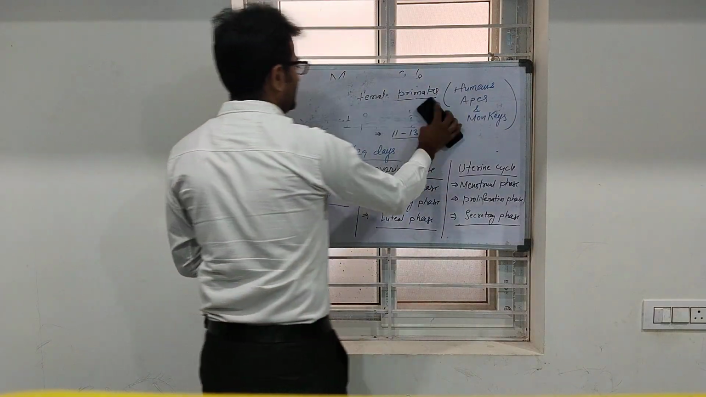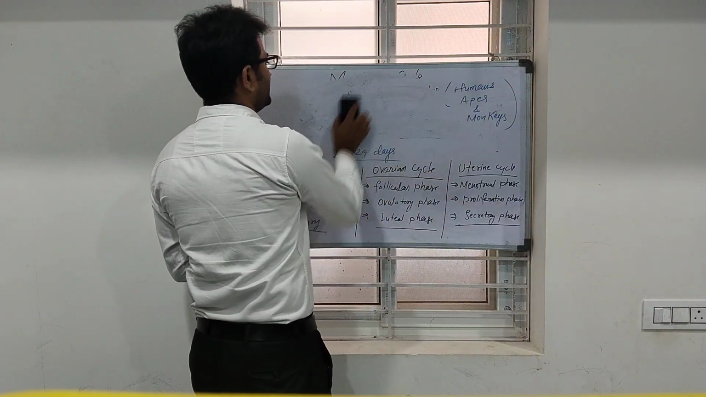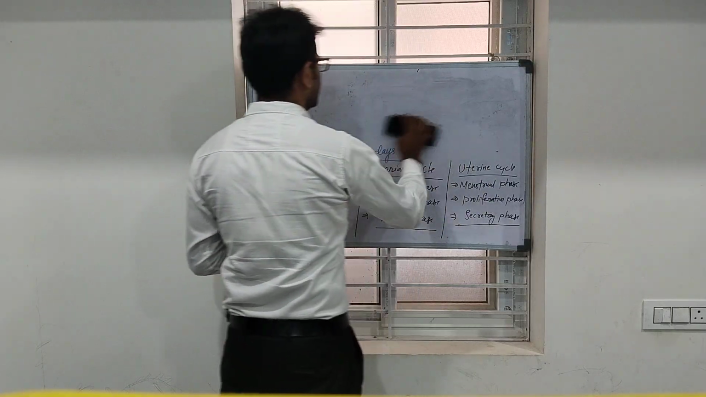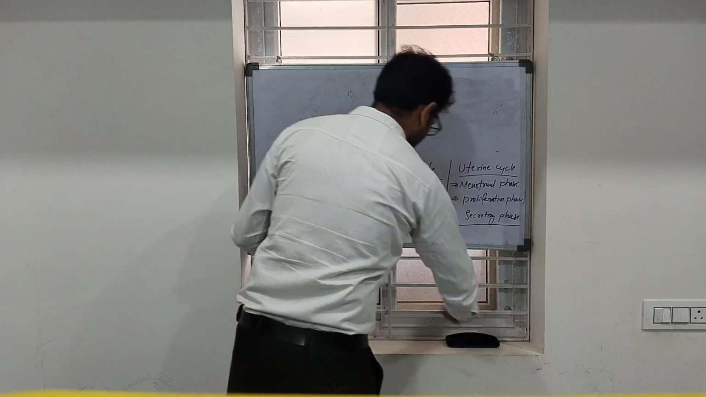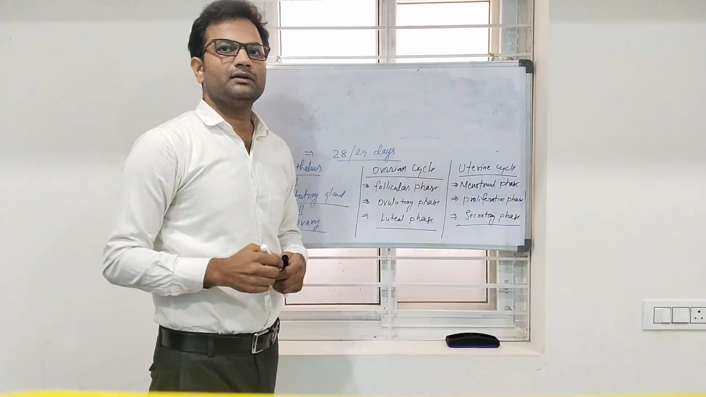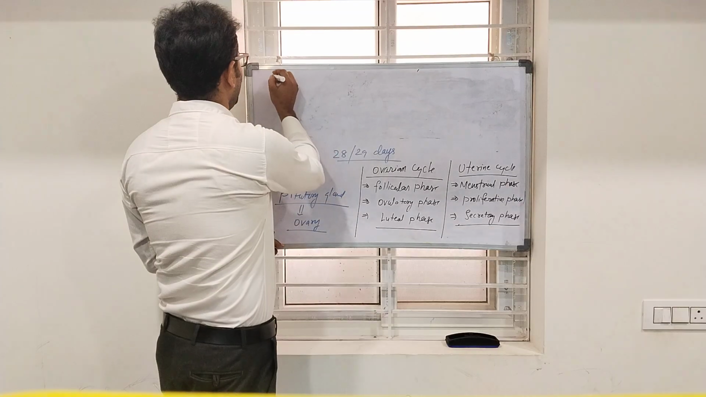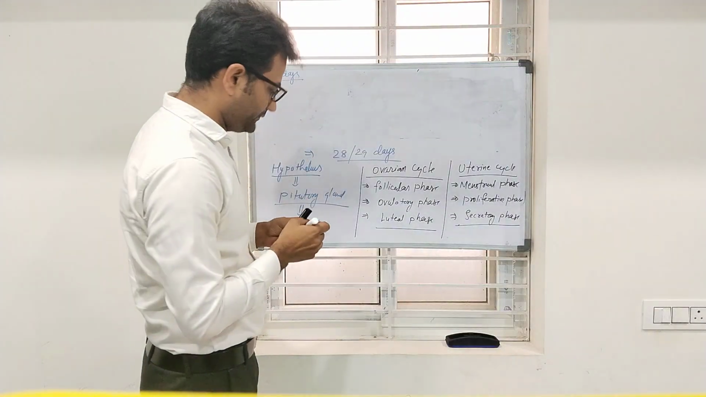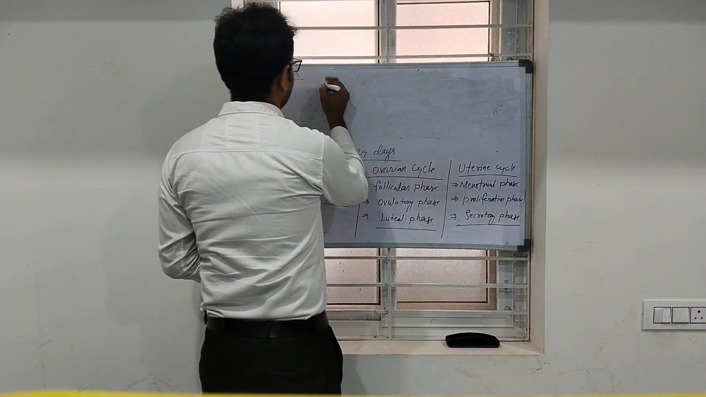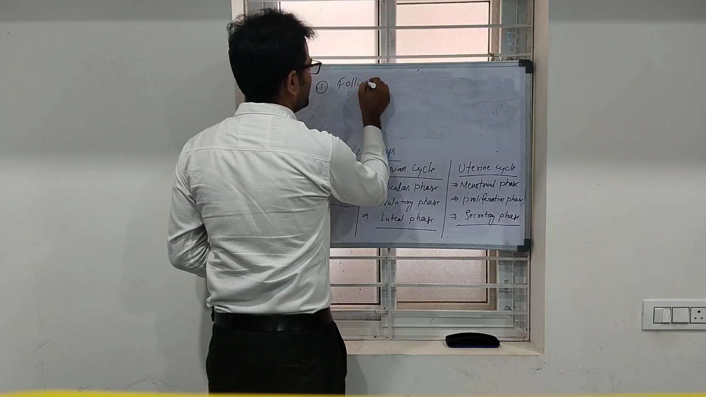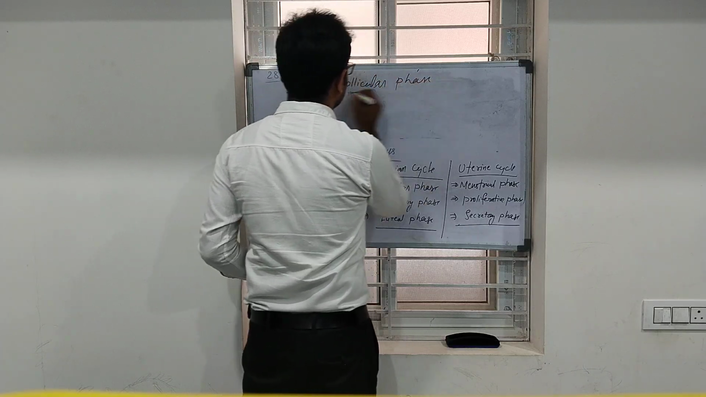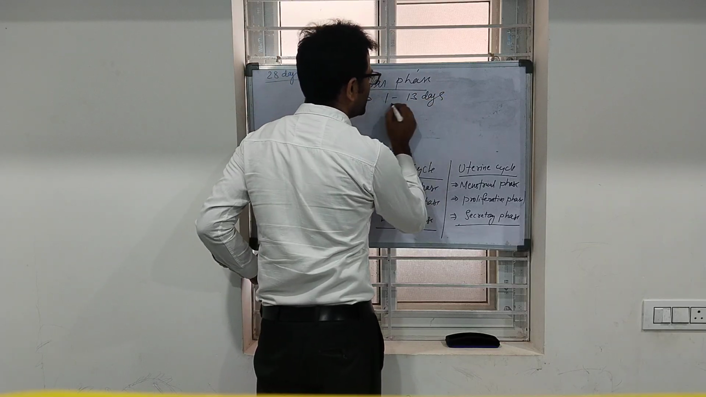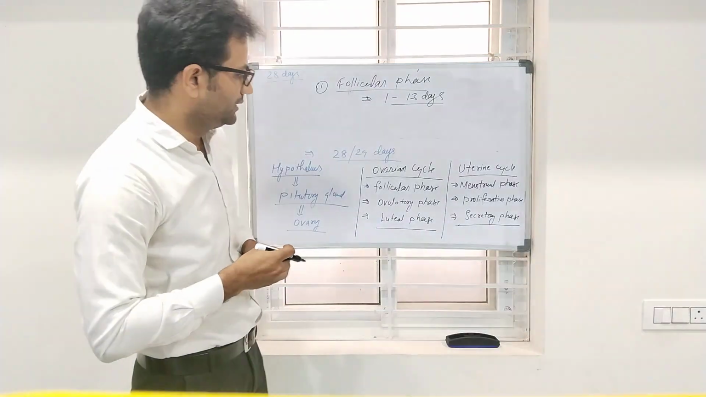In the ovarian cycle, the first phase is known as the follicular phase. The follicular phase, if you see, is from the first day to the 13th day of the menstrual cycle. We are assuming that in a female, one menstrual cycle is of 28 days. So from the first day, the follicular phase takes place from the first to the 13th day of the menstrual cycle.